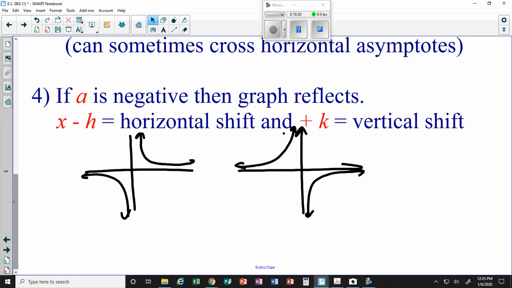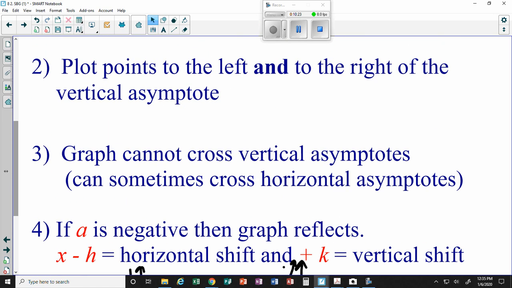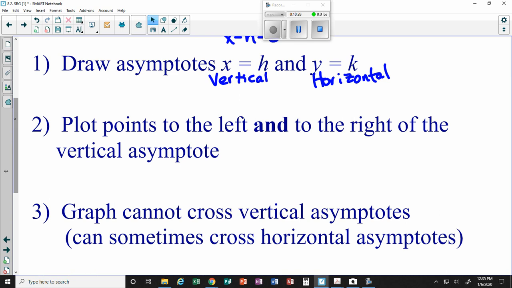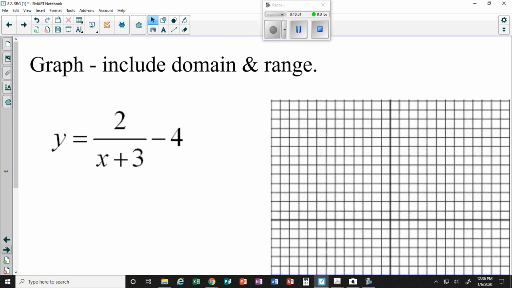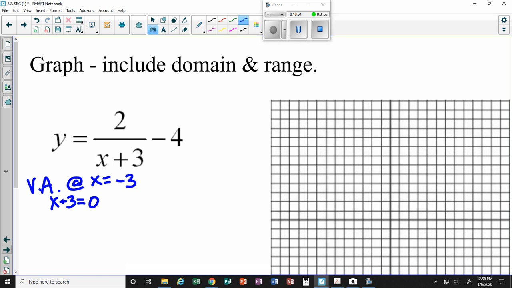Alright, let's look at how we graph them. Let's recap real quick. First thing to graph, what we gotta do? Find your asymptotes, vertical and horizontal. How do I find the vertical asymptote? Denominator. So when is the denominator equal to 0? I would subtract 3. So it would be at x equals -3.